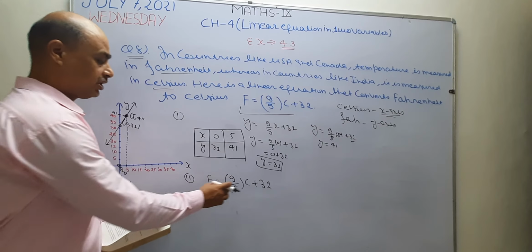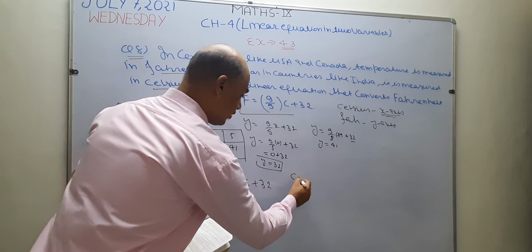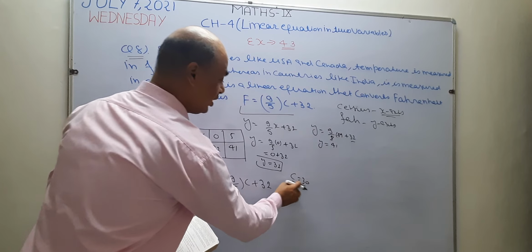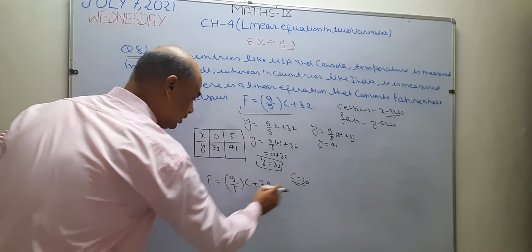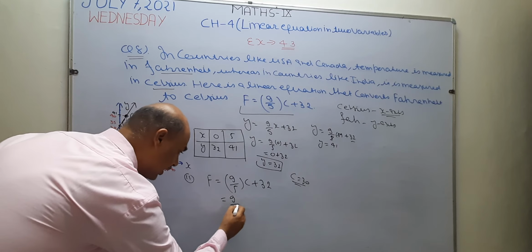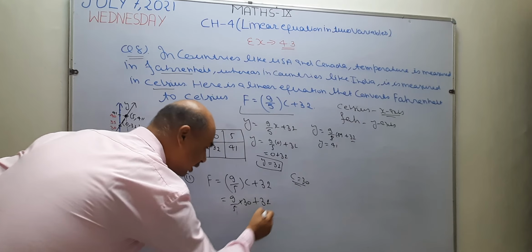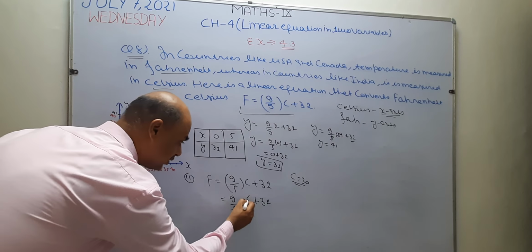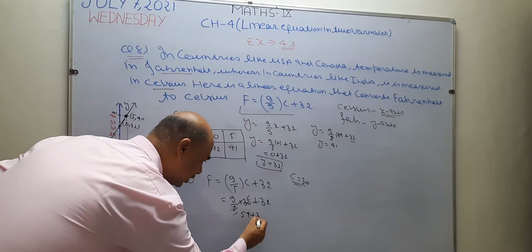If temperature in Celsius is given 30 degree, it means C is given 30 degree. When C is 30 degree, then what is the value of F? So instead of C, I want to write 30. Write 30 instead of C, and all remaining terms remain the same. 5 1s are 5, 5 6s are 30, 9 5 6s are 54 plus 32.